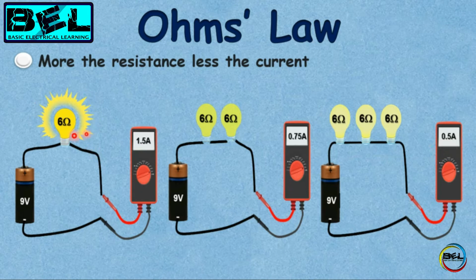So bulb 1 is more bright, this bulb is a little bit bright, but these bulbs are very dim, because the current for each bulb becomes 0.5 ampere.